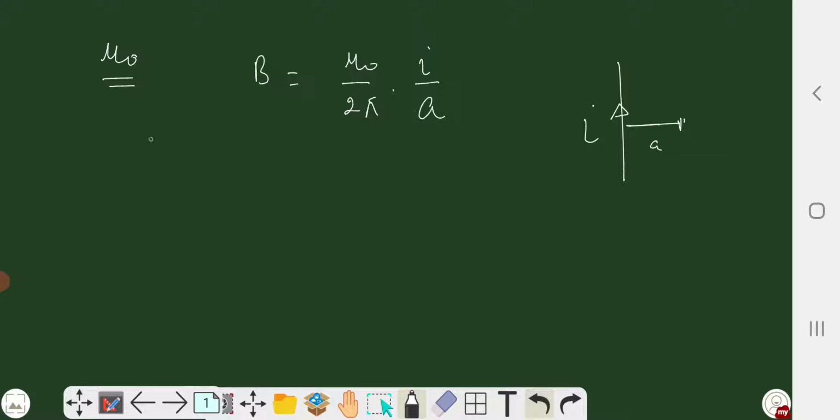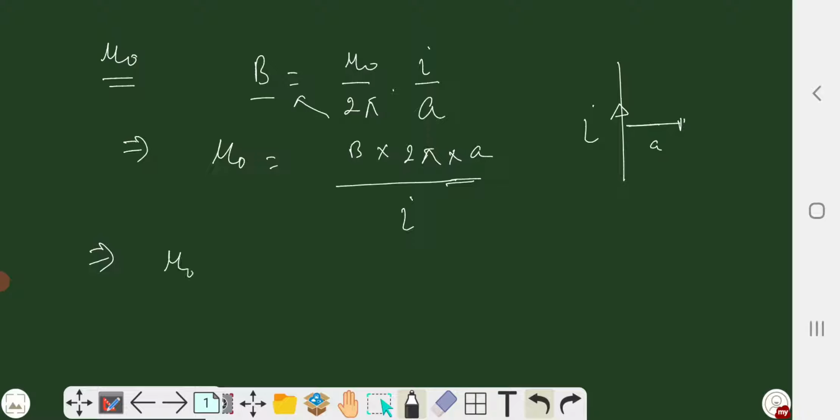So I have to find the dimensions of μ0, so I will write the formula like this: μ0 equals B into 2π into a upon I. As you all know, it is very simple cross multiplication, and I will be in the denominator side.